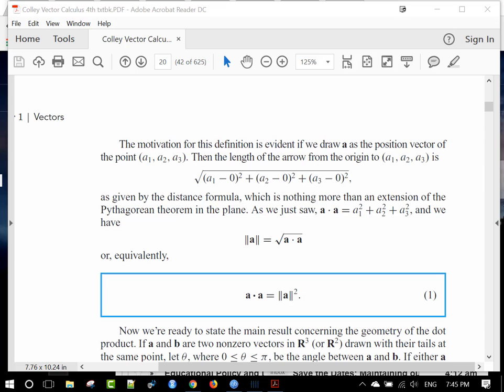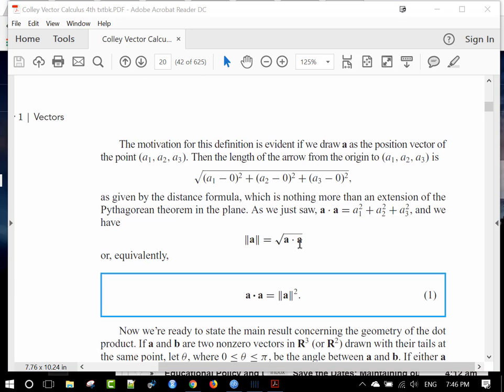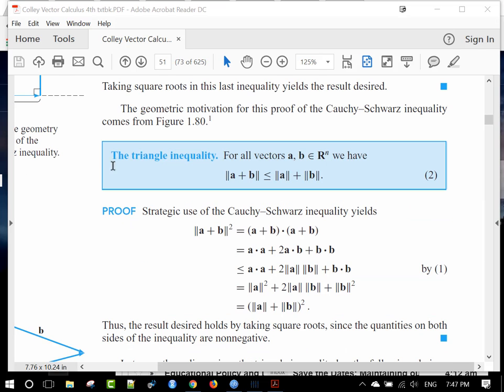But then we see that if you just do A dot A, you get the inside of this exactly, right? So the square root of A dot A is the norm of A, or if you square this, you get that A dot A equals the norm squared, or the length squared. I just wanted to review that before we continue with the triangle inequality.